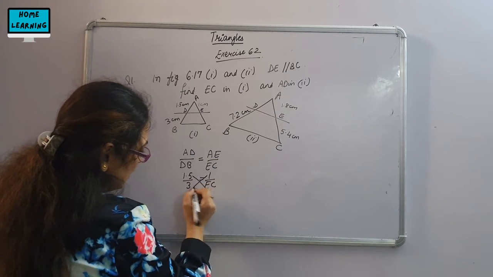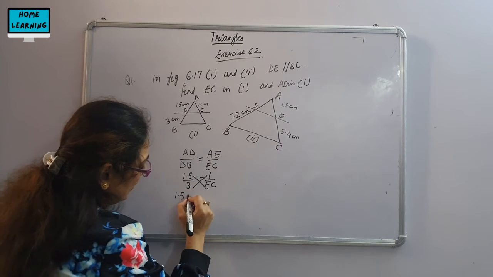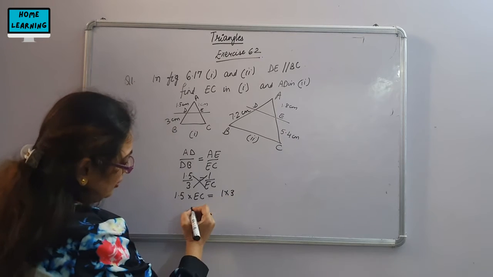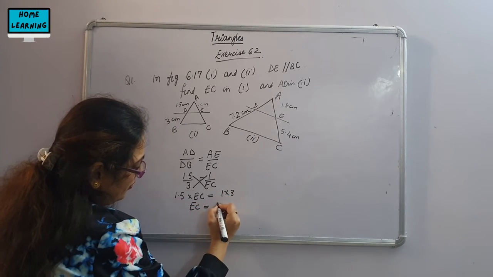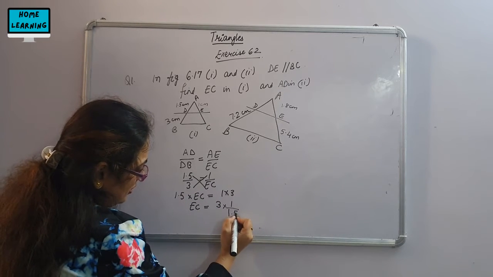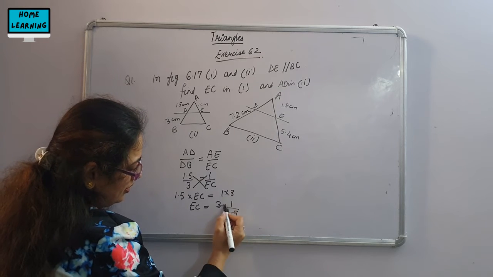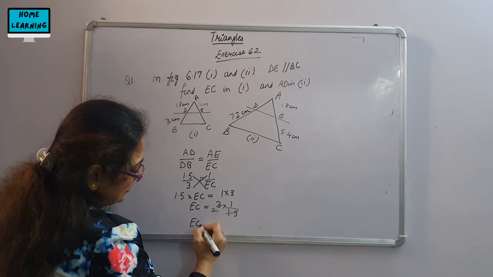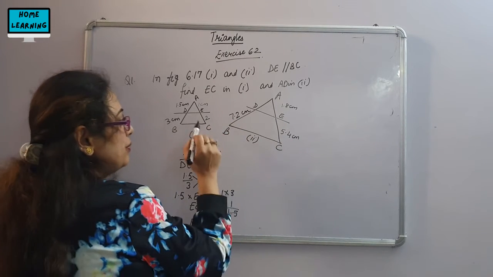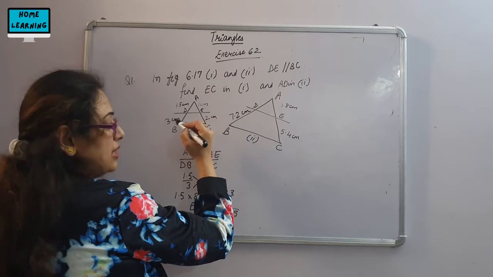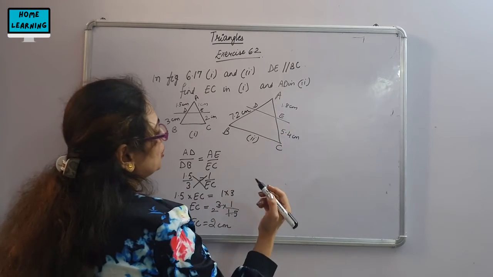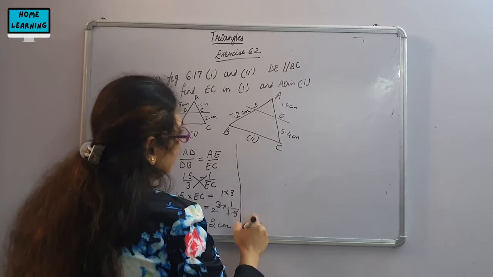Now we will cross multiply, which means 1.5 into EC is equal to 1 into 3. So when this comes here, it will be reciprocal. So EC is coming as 2 centimeter. This is the same proportion, you can see. This becomes double. Similarly, here also the lower part becomes double. Now we will do the other question in the same manner.